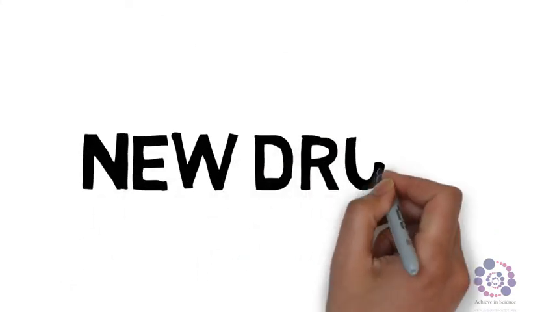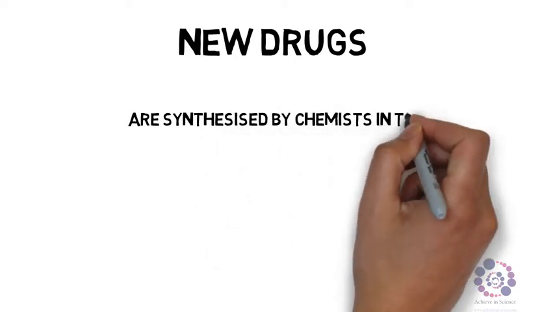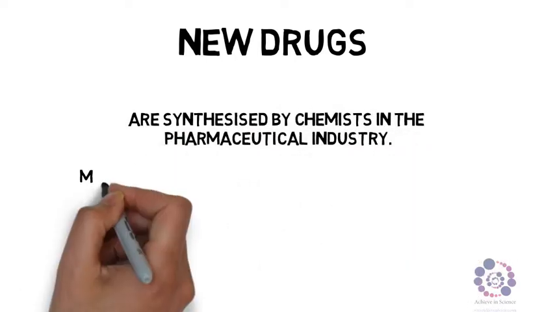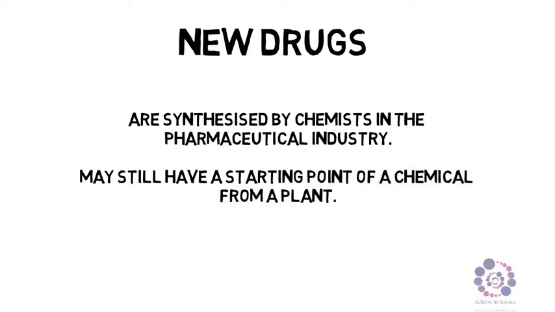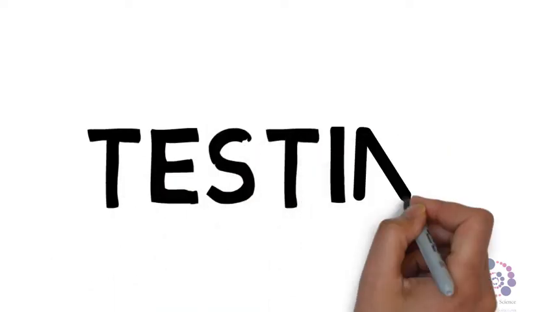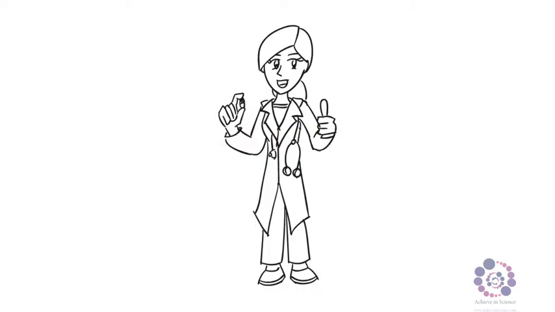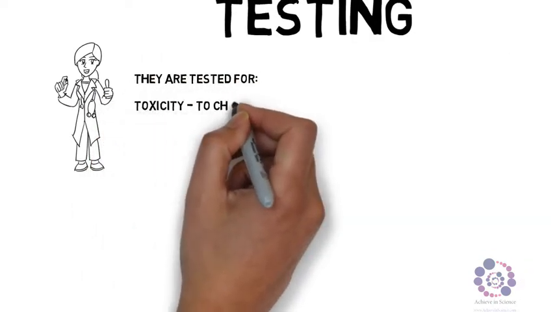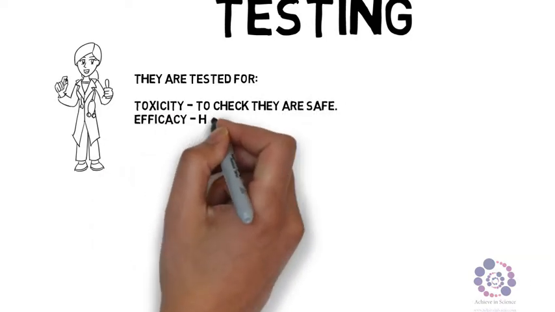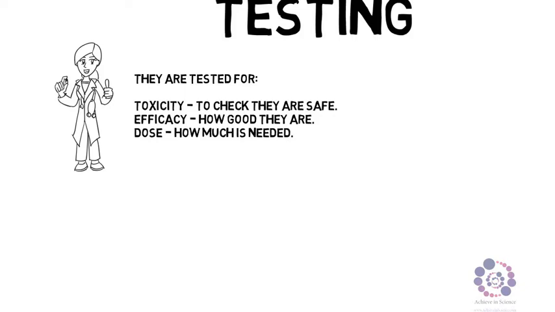So, new drugs then. New drugs are synthesized by chemists in the pharmaceutical industry, but many of these drugs still have a starting point of a chemical from a plant. If we look at the testing procedure then, and what happens, we'll get an understanding of the process. First of all, drugs need to be tested for three things. To see if they're safe, so they're not toxic, to see how effective they are, and to see what dose is required.